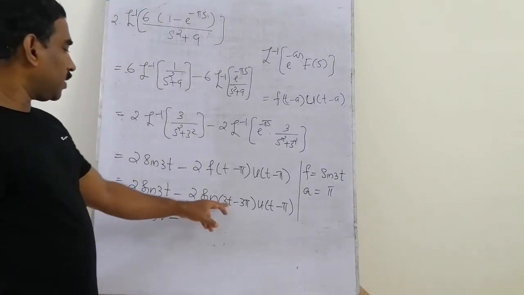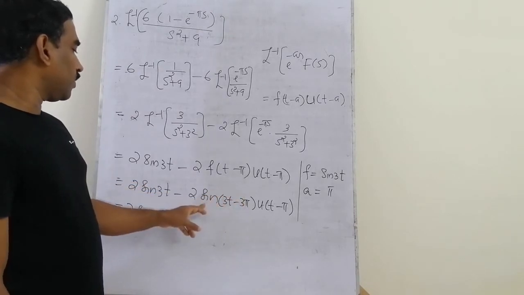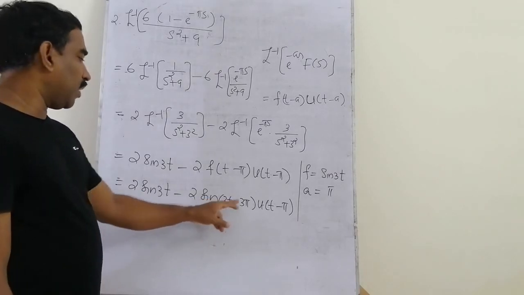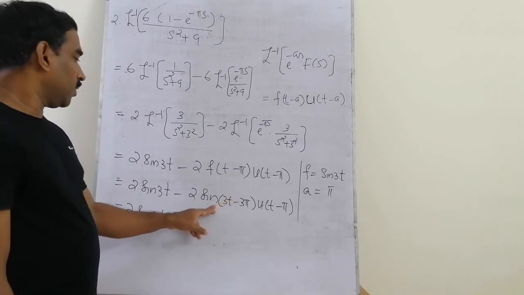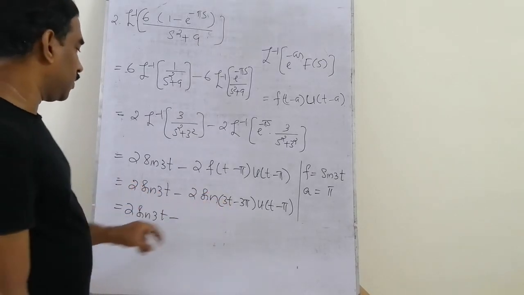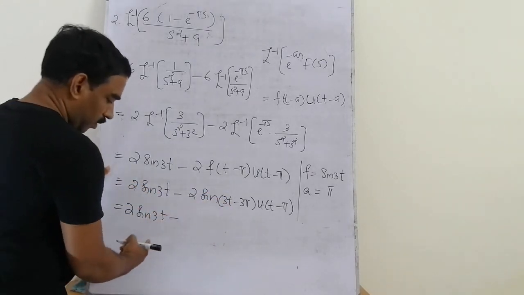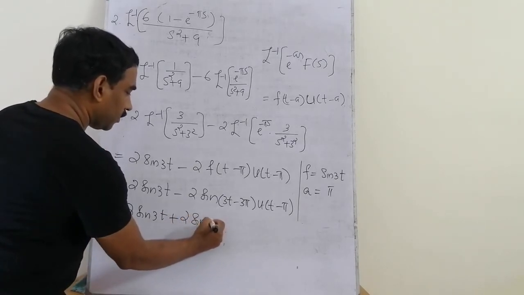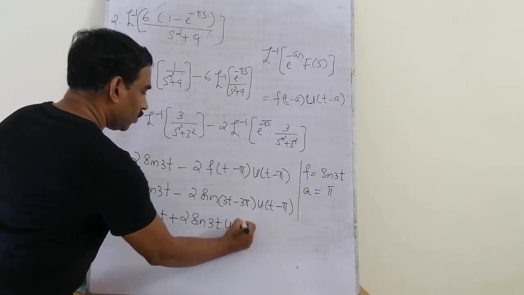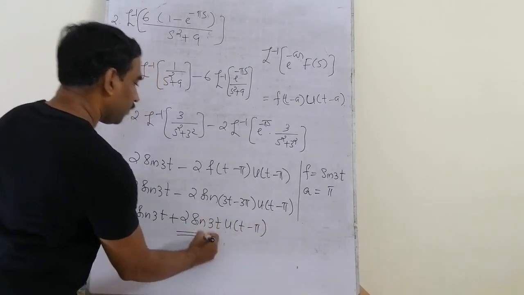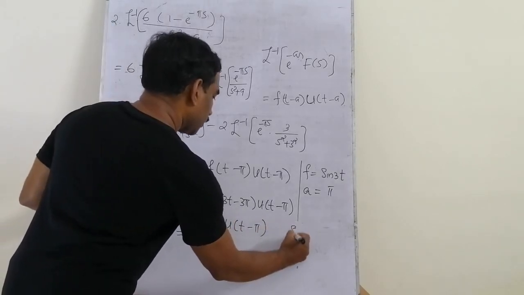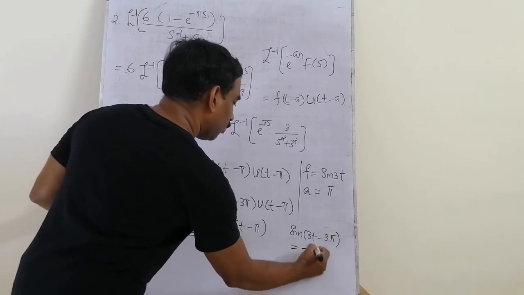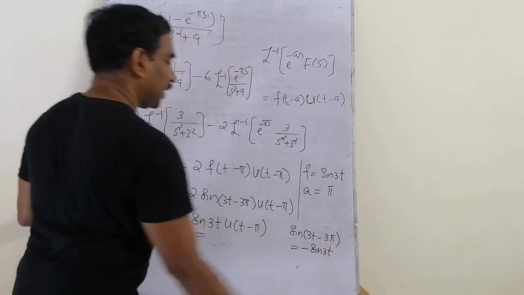equal to 2 sin 3t minus sin(3t minus 3 pi), which is minus of sin(3 pi minus 3t). Sin(3 pi minus 3t) is equivalent to sin(pi minus 3t). What is sin(pi minus 3t)? Sin(pi minus 3t) is sin 3t. So the entire answer becomes plus 2 sin 3t into u(t minus pi), because sin(3t minus 3 pi) is equal to minus of sin 3t.